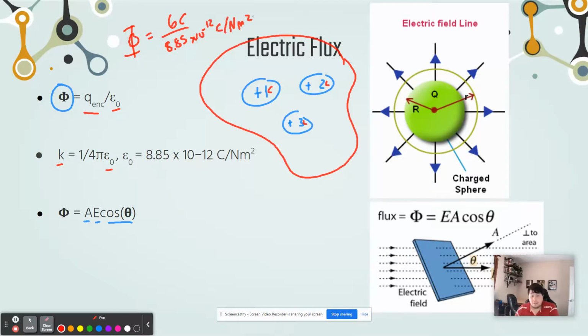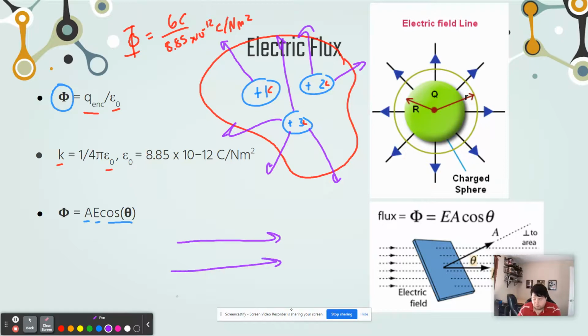Divide those out and you would get a value for that flux. In a way, it's measuring the amount of field lines leaving this surface and going through it. The other way I could calculate it is if I had some external electric field. Let's say I don't know what charges are making my electric field. I just know my electric field looks like this.